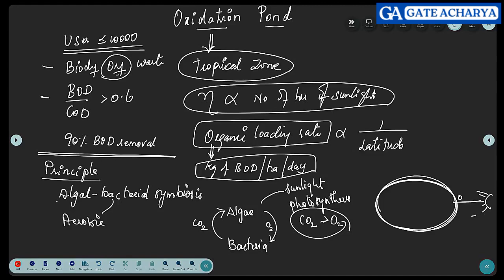So here we are relating. Okay, so latitude is less, then the sun exposure time will be more. So then I can apply more organic loading rate. Whenever the latitude increases, the exposure time reduces, then a lesser quantity of waste will be loaded in the oxidation pond. So the typical oxidation pond will be looking like this, Kana.